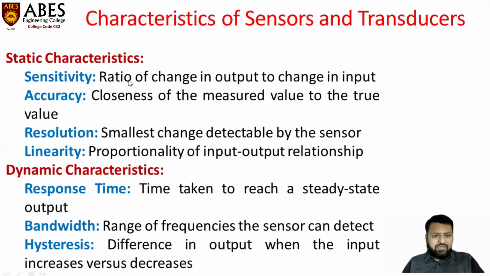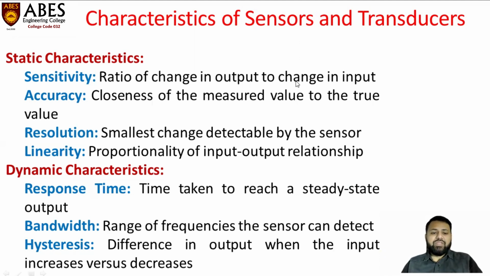The sensitivity is basically defined as the ratio of the change in the output as we change the particular input. So this is known as the sensitivity. Now if we talk about the accuracy, the closeness of the measured value to the true value is known as the accuracy. How accurate our particular output or measured value is. The resolution is the smallest change which can be detected using a sensor. That particular thing is known as the resolution.